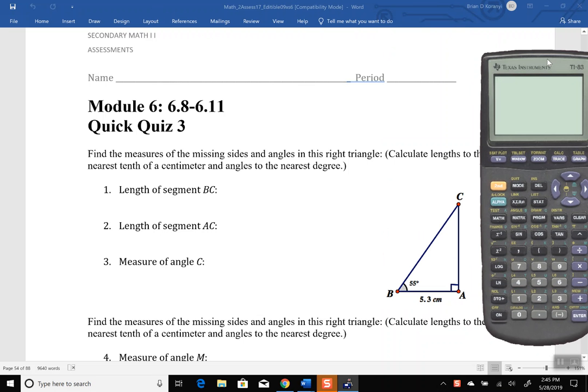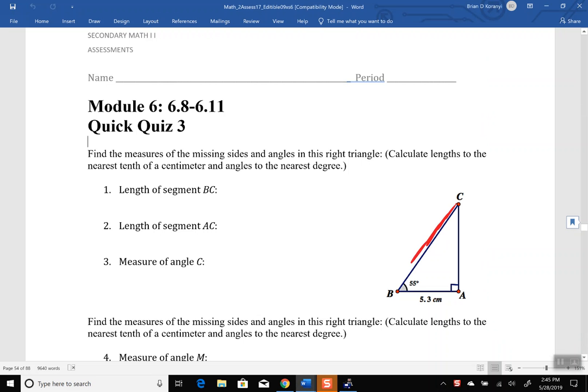So find the measures of the missing sides and angles in this right triangle. Calculate lengths to the nearest tenth. So this is calculate the length of the segment BC. So I need to know this side right here. I'm given an angle on the side.